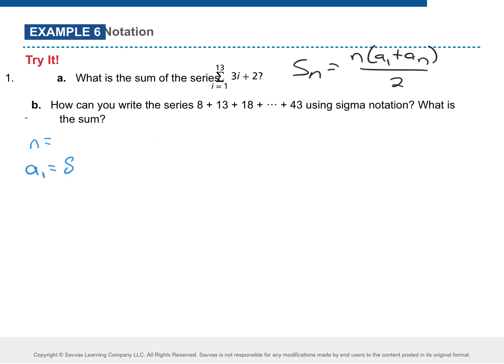A1 is 8 because that's our first term. Do we know what an is? 43, good. Okay, so what are we missing? We're missing n. We need to find n, so we're going to bring in what we learned on Friday. That one equation. Remember, you're not going to have to memorize these. But we're going to use this equation to help us find n. So let's plug in what we know. Do we know what an is? Yes. an is 43. What's a1?